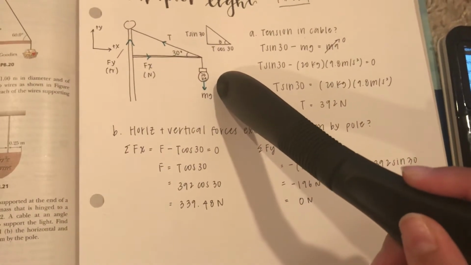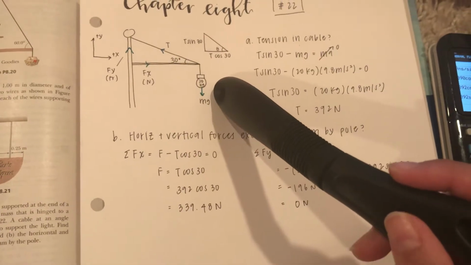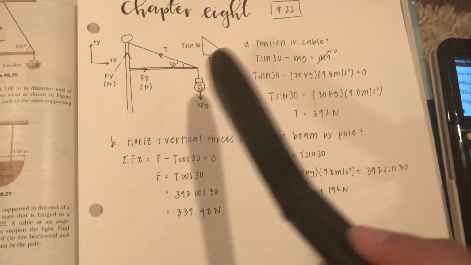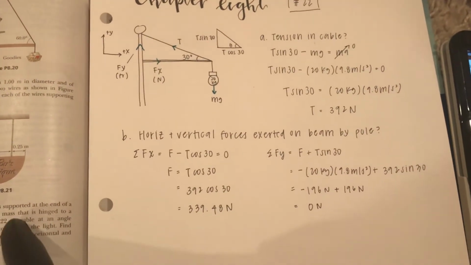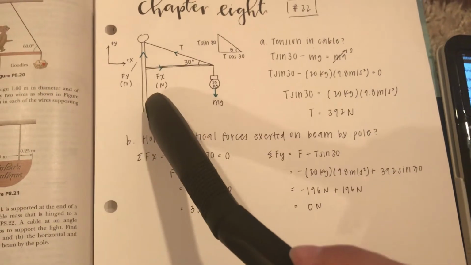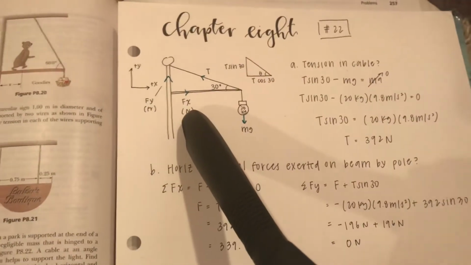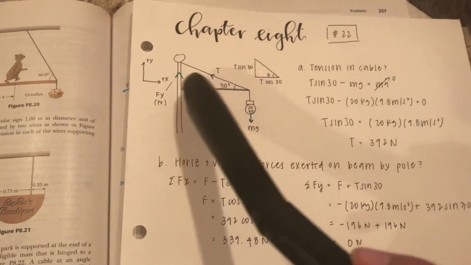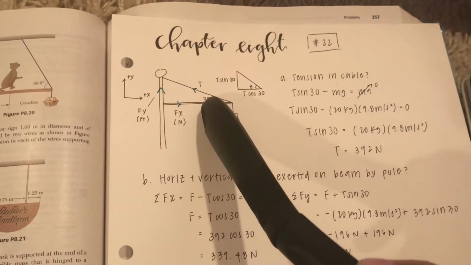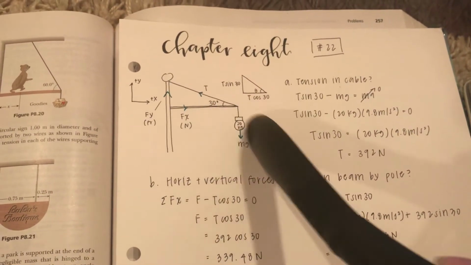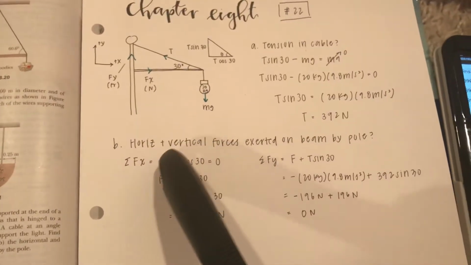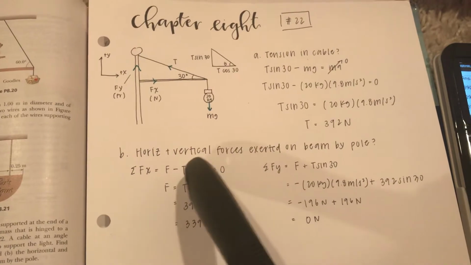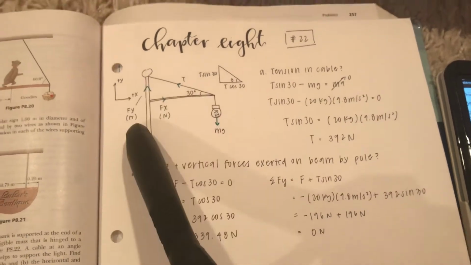This is chapter 8, number 22, AP Physics 1. It says that we have a 20 kilogram floodlight in a park, supported by the end of a horizontal beam of negligible mass that is hinged to a pole, as shown in this figure, but I drew it here as well. A cable at an angle of 30 degrees is supporting the light, so it asks us to find the tension in the cable and then the horizontal and vertical forces exerted on the beam by the pole.